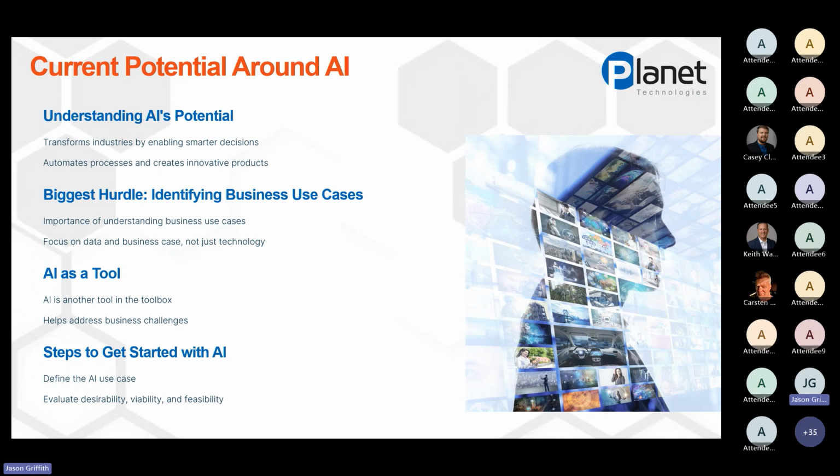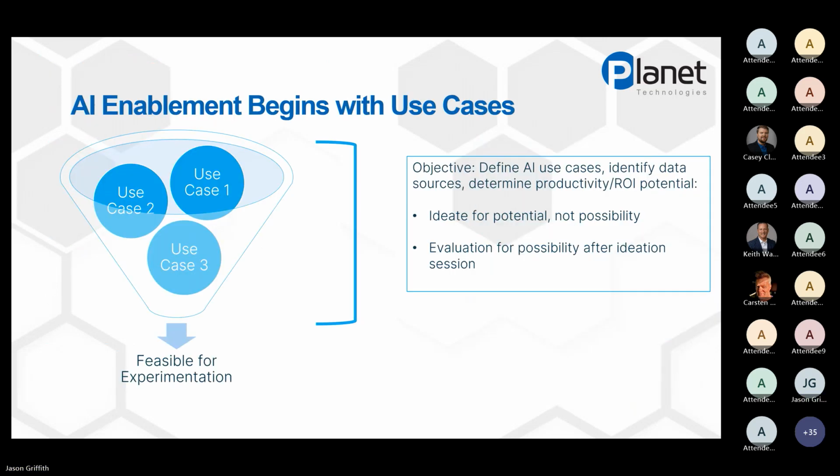And it's really around understanding what is the outcome we are expecting this AI initiative will drive and support for us. Really, AI is another tool for your toolbox to help address some of those specific business challenges. And your steps to get started is really, again, defining that use case and then evaluating the desirability, the viability, and the feasibility of implementing that use case. So if you haven't seen or noticed the theme, it's use cases, right? What are we trying to solve? How are we trying to drive it?